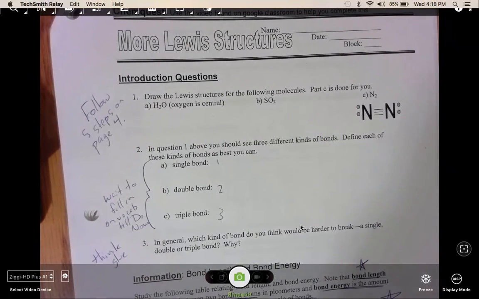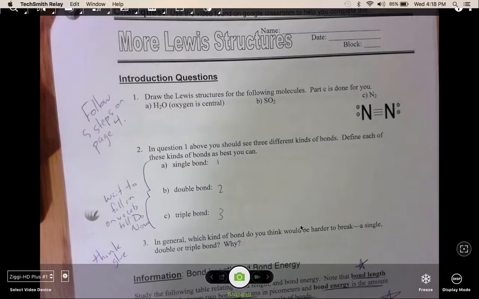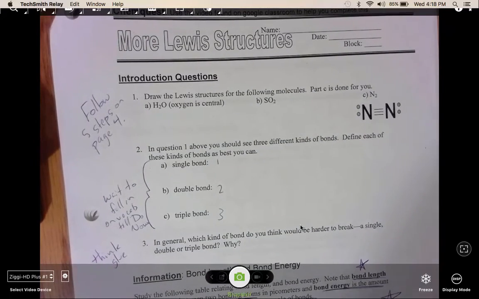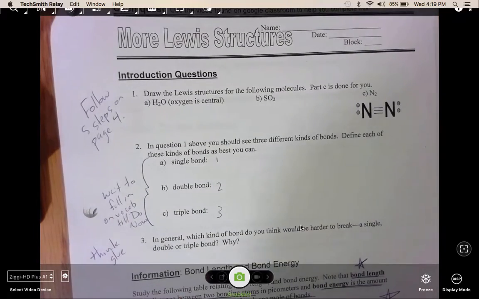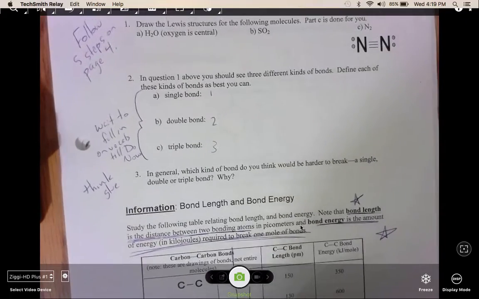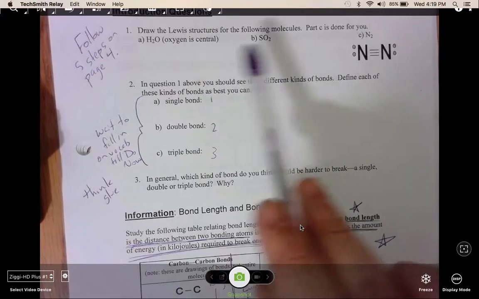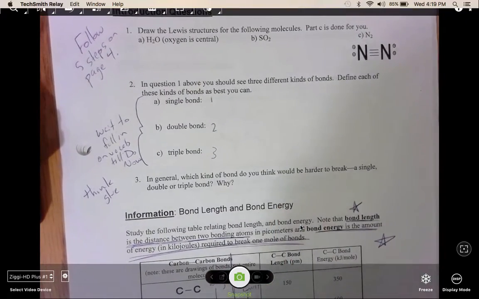Today we're taking a look at more Lewis structures found in your Unit 7 note packet. Question 1 starts off with just drawing normal Lewis structures. We just practiced drawing a bunch in class, so these are the same 5 steps that you will follow, found on page 4. Next, in this problem, you'll see a single bond, a double bond, and a triple bond in those problems.